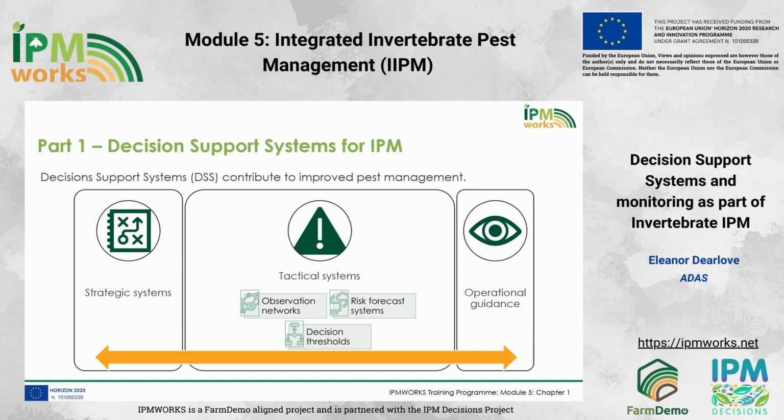Whether they are strategic, tactical, or operational, decision support systems provide guidance on what steps to be taken to identify and reduce the risk of crop damage by pests. Decision support systems must be used alongside in-crop monitoring, which will be discussed in Part 2. Next, we'll provide a summary of each type of DSS with examples and points on where you can go for more information or to access free decision support systems.